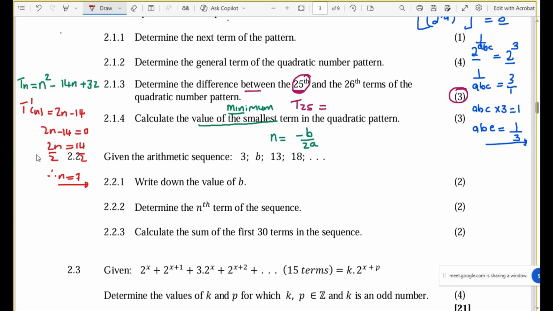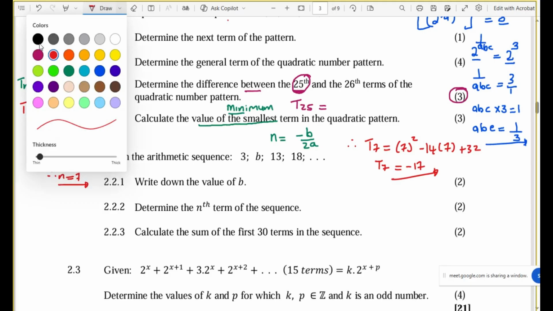They said, calculate the value of the smallest term in the quadratic pattern. To find that smallest value, you need to find your term number 7. So T7 is the smallest value. We need to find T7, which is equal to, where there's n in that quadratic pattern, we put 7. So this will be 7 squared minus 14 into 7 plus 32. What do you get when you find that? What is term number 7? Minus 17. Negative 17. You got negative 17, right? And that's correct.